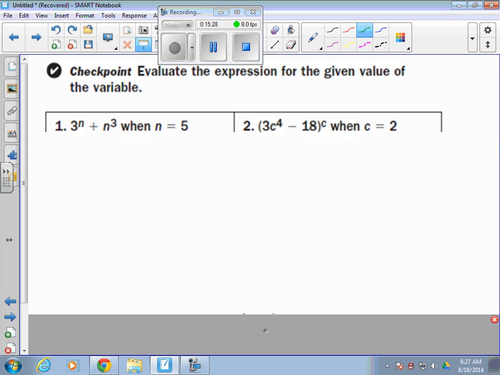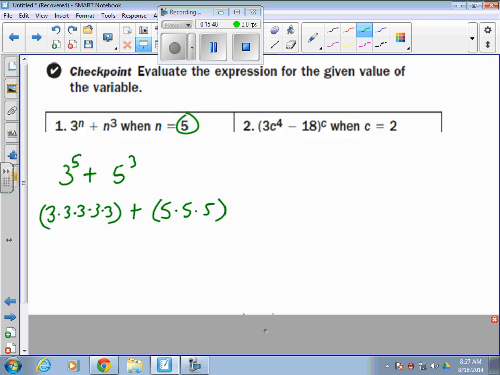So what that means is the value of n is 5. So 3 to the fifth power plus, again, the value of n is 5, 5 to the third power. 3 to the fifth power means 3 times itself 5 times: 2, 3, 4, 5. Plus 5 times itself three times: 5 times 5 times 5. You might have to do a little bit of work on the side to get this one done.